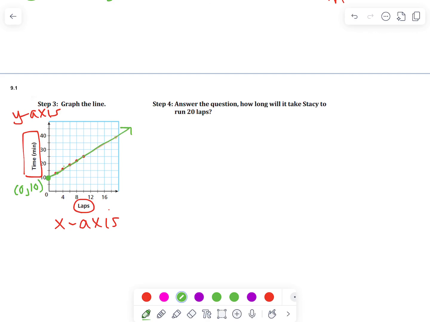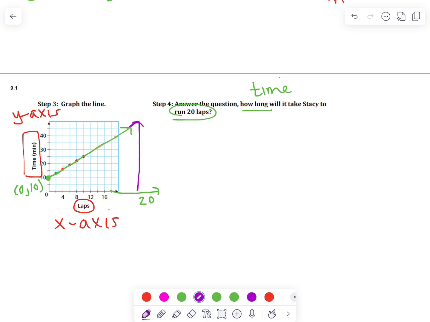Now it asks us to answer the question: how long, so that's our time, that's what we're trying to find, will it take Stacy to run 20 laps? If you think about this, our numbers here are going from 4, 8, 12, 16. When will she get to 20 laps? Somewhere up here we'll have our time.